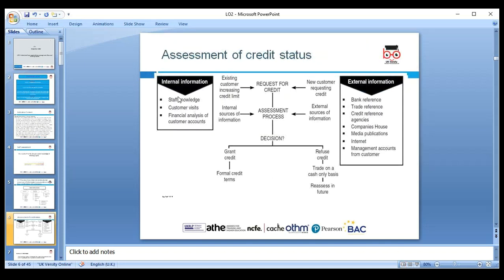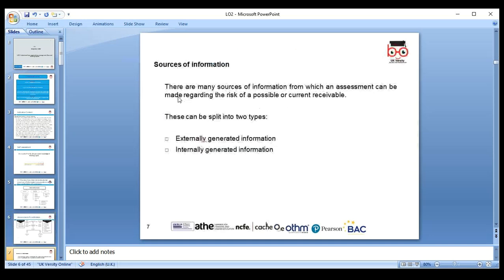Second, we look at the assessment of the credit status. When we assess the credit status, we need to look at internal information: staff knowledge, customer visits, financial analysis, and the request for credit assessment procedures. Then you make the decision either to grant the credit or not. We can review our internal records and get external references to authorize credit to someone.